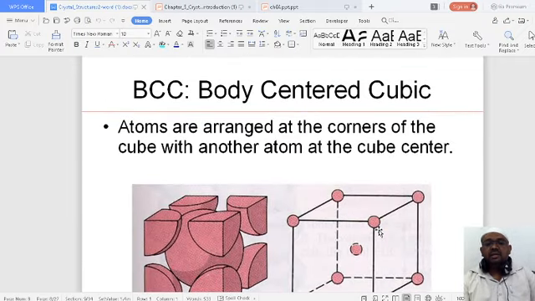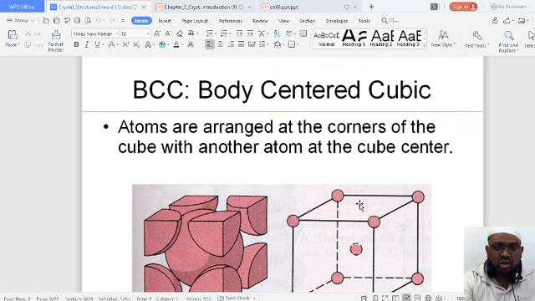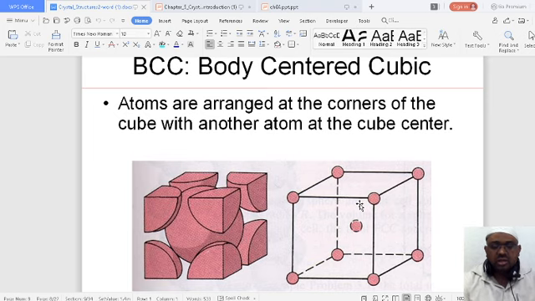Now we need to understand the BCC, that is body centered cubic Bravais lattice, which comes under the category of the cubic crystal system. In this you can see how the body centered cubic structure looks. In body centered cubic, the atoms are arranged at the corners of the cube with another atom at the cube center. You can see a few atoms residing at the corners of the unit cell, and exactly at the center you'll find one atom. So that is called body centered cubic.